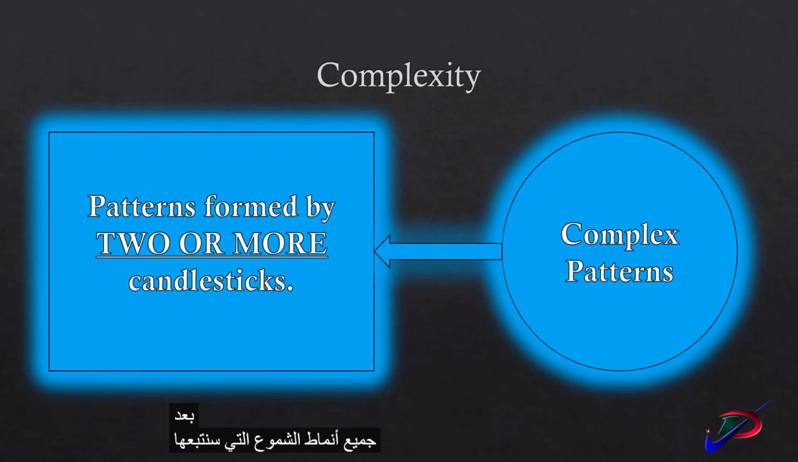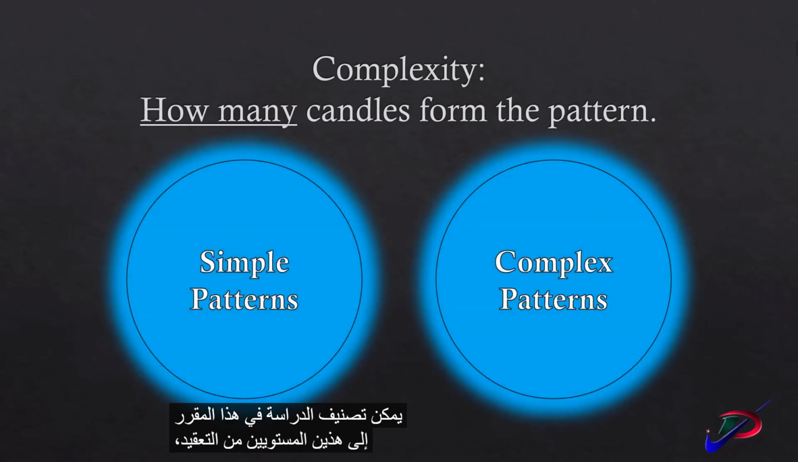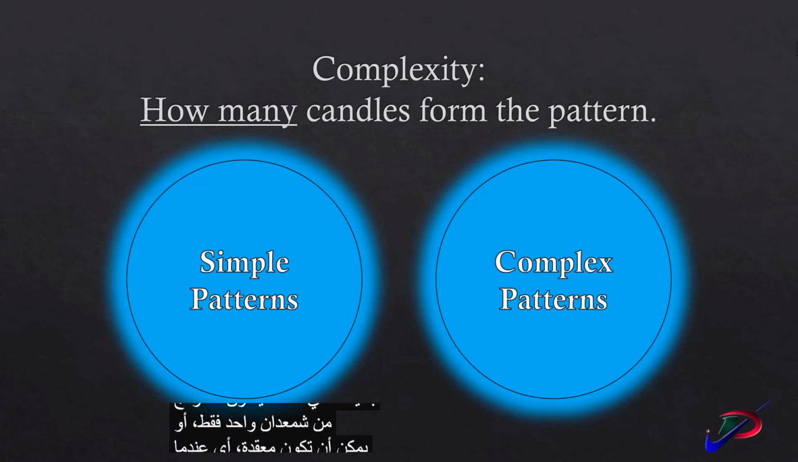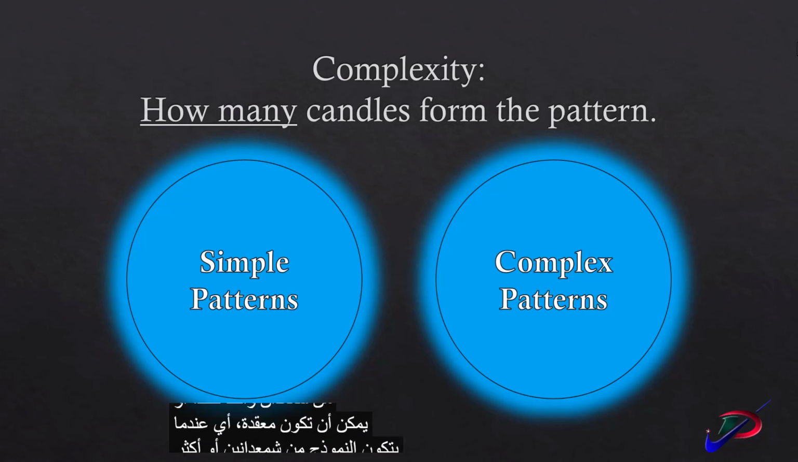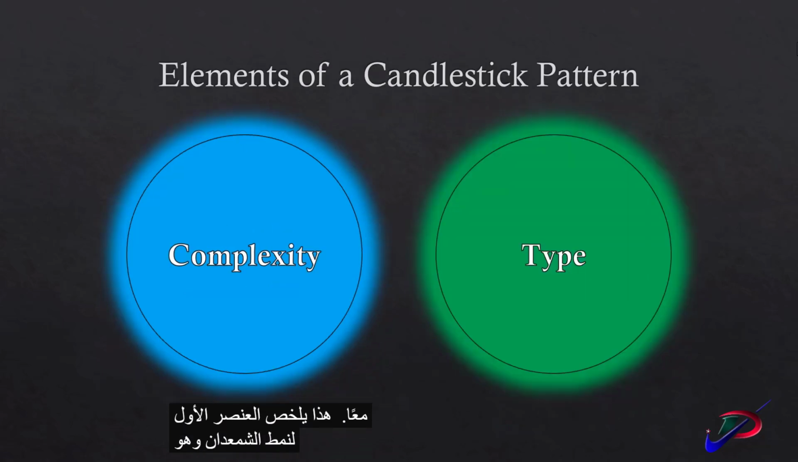All candlestick patterns we are going to study in this course can be categorized into these two levels of complexity. In other words, candlestick patterns can be simple, which is when the pattern is formed by one candlestick only, or they can be complex, which is when the pattern is formed by two or more candlesticks together. That sums up the first element of a candlestick pattern, which is its complexity. Let's take a look now at the second element, which is the type.